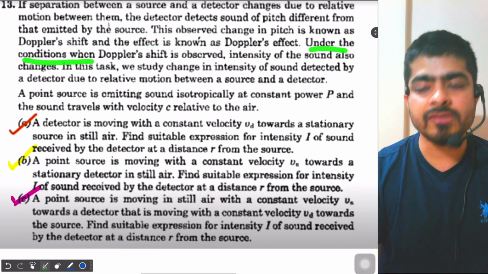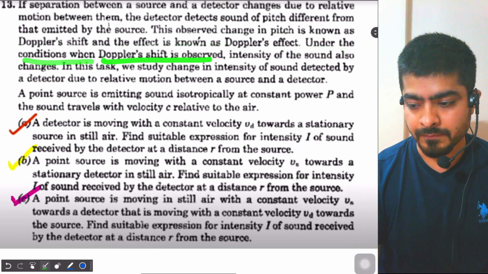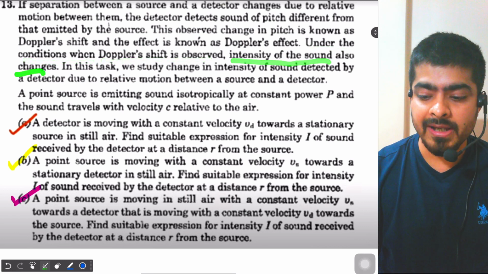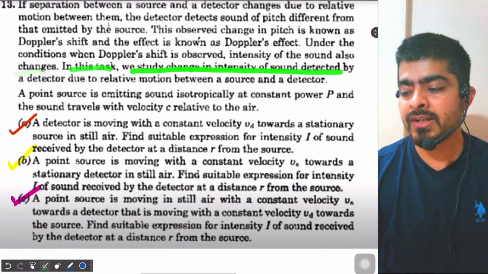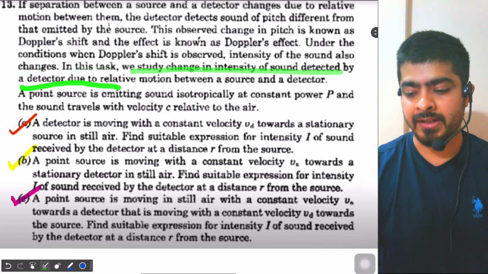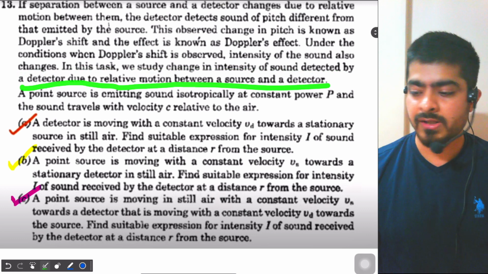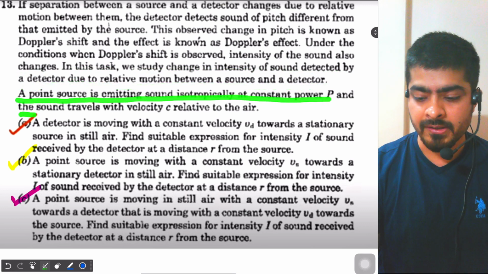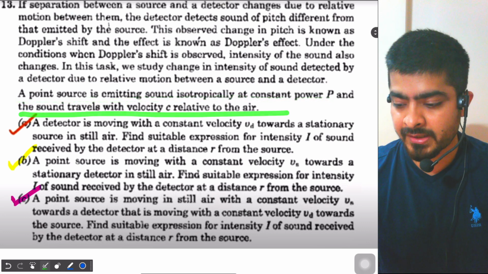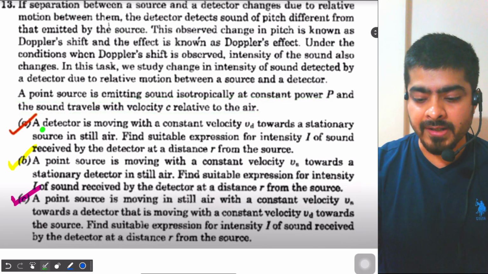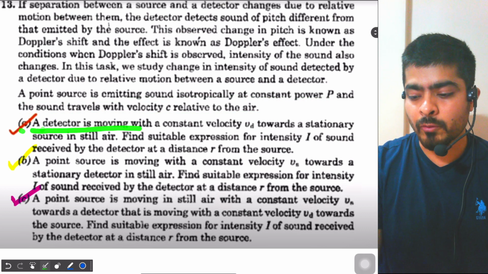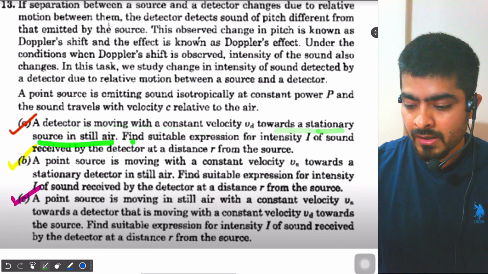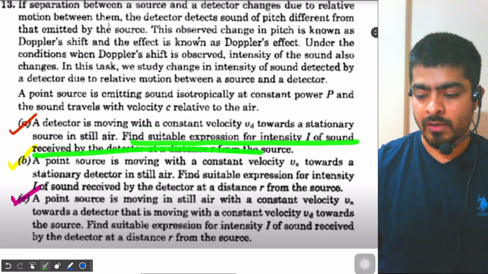Under the conditions when Doppler shift is observed, intensity of the sound also changes. In this task, we study the change in intensity of sound detected by a detector due to relative motion between a source and a detector. A point source is emitting sound isotropically at constant power P, and the sound travels with velocity c relative to the air. So we have to find out, first of all, a detector is moving with a constant velocity Vd towards a stationary source in still air. So find the suitable expression for intensity I of the sound received by the detector.